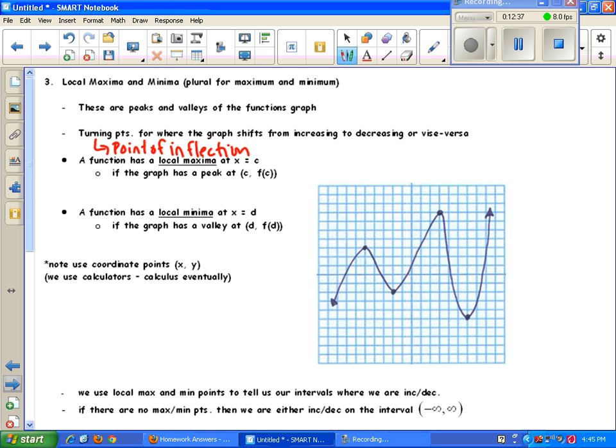So a function has a local maximum if, on the graph, all the points around it are lower, the y values are lower than that point. So right here, this is a maximum point. This is a maximum point. So both of these are maximum. And we have minimum points here and here because those are the lowest points relative to the points around them. So the maximums are called the peaks. The minimums are usually called the valleys.